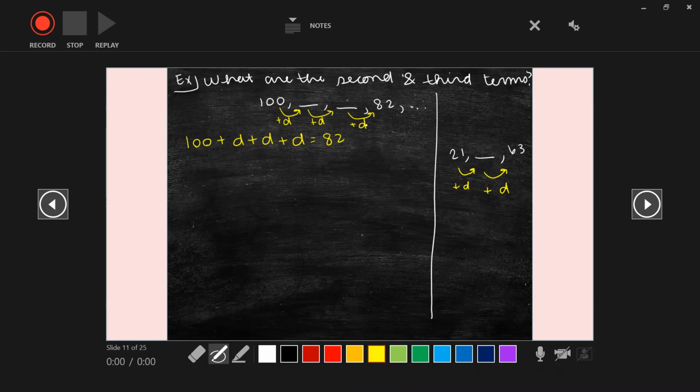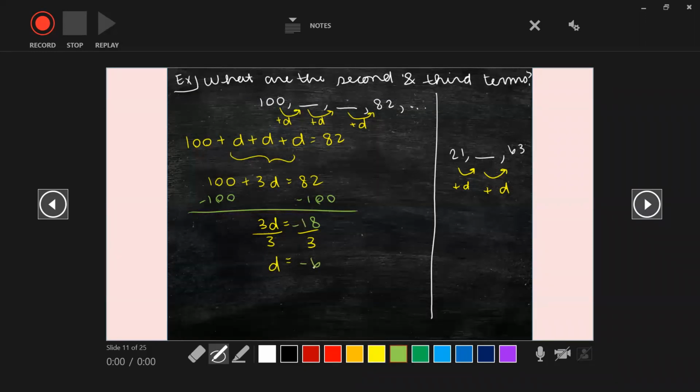So what did you do to solve, Elijah? So 100 plus 3D is equal to 82. And then what did you do? Okay, so minus 100 is going to equal 3D is equal to what? Negative 18. And then what did you do to solve? Very good. And so what did you get D to be equal to? Negative 6. So what does that mean?